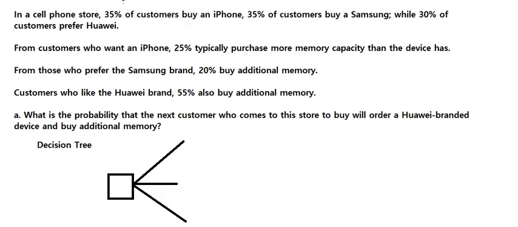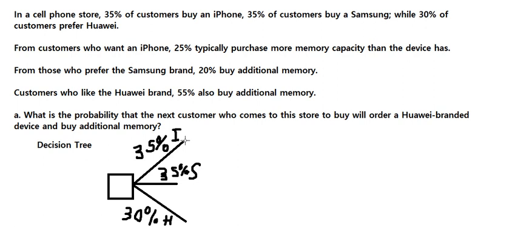Now we have 35% for iPhone, so I will put a capital I. 35% for Samsung, I will put S, and 30% for Huawei, so I will put H.